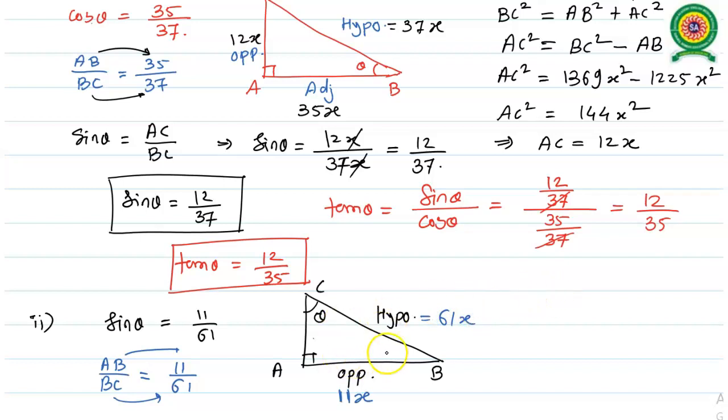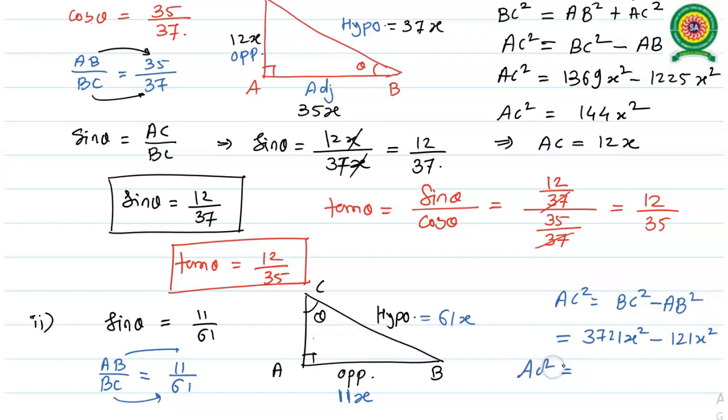By applying the Pythagoras theorem in triangle ABC, we have AC square equals BC square minus AB square. That means we are getting (61x) the whole square, which is 61 square as 3721, x square as x square, minus AB value 11x, so 11 square as 121, x square as x square.